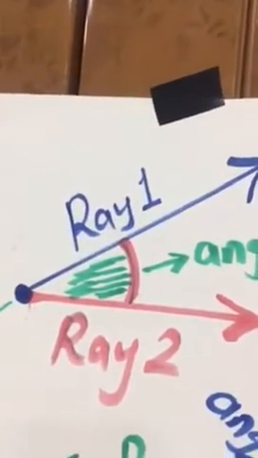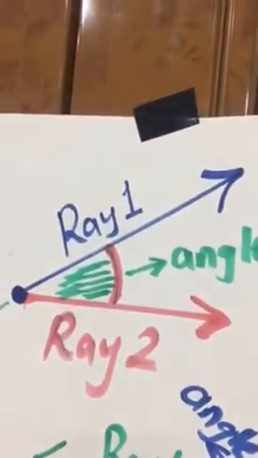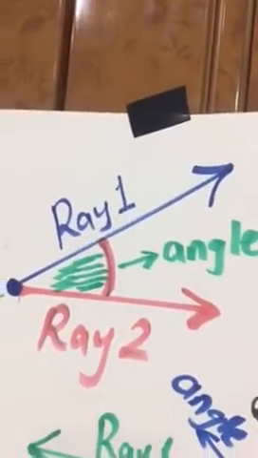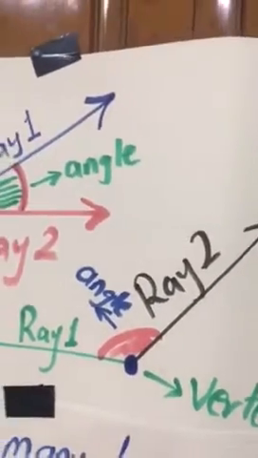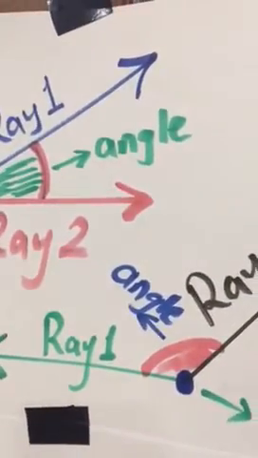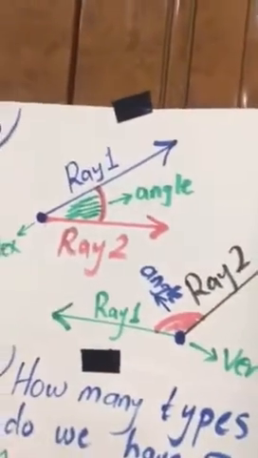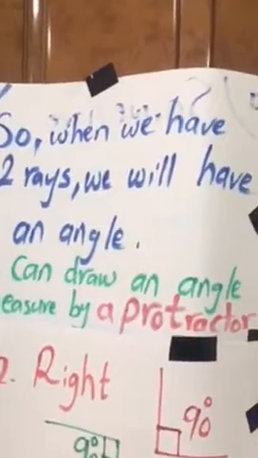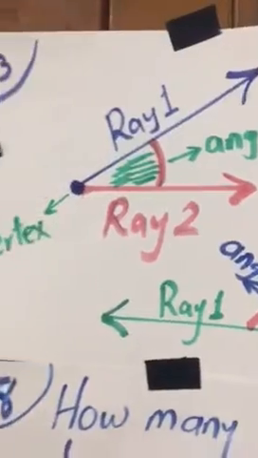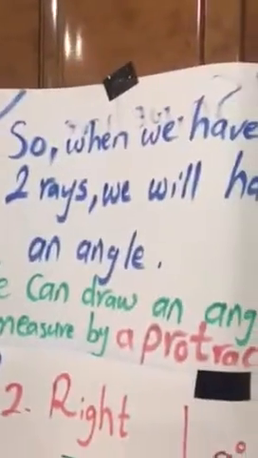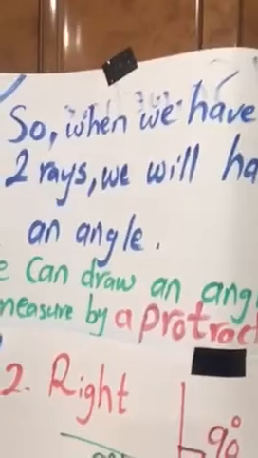And where is the angle? Yes, clever students. The angle is the one between these two rays. If you go to another one, again here we have the same. We have the vertex. The vertex is the point that joins the two rays, ray number 1 and ray number 2. And between them we have an angle. So when we have two rays, we will have an angle.